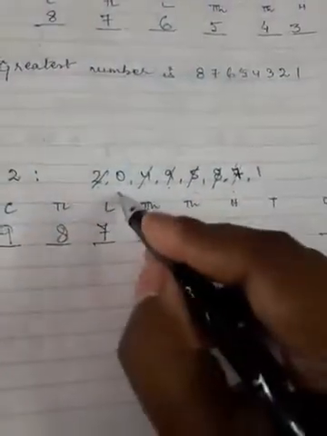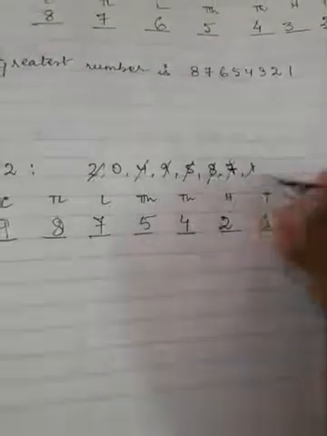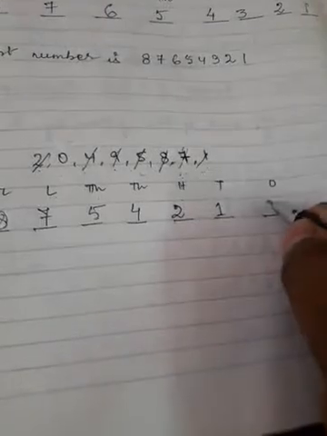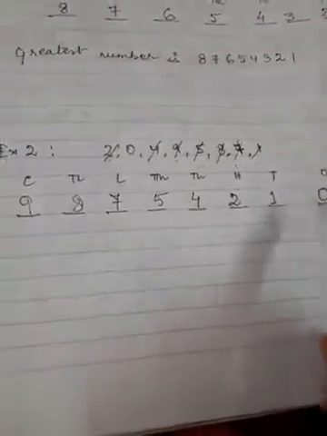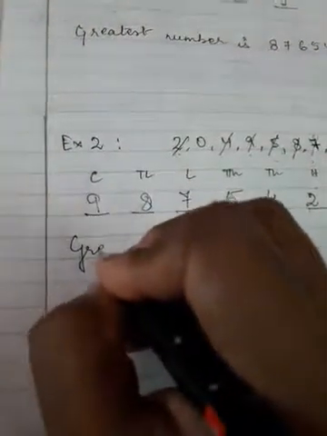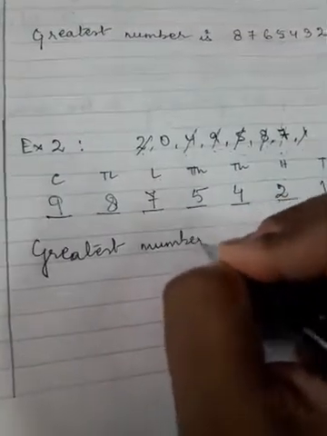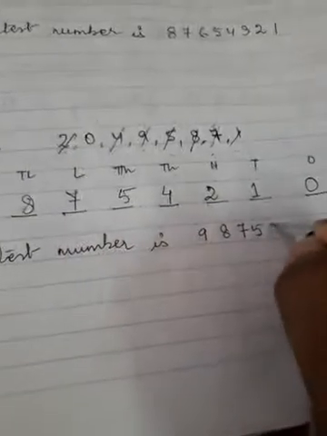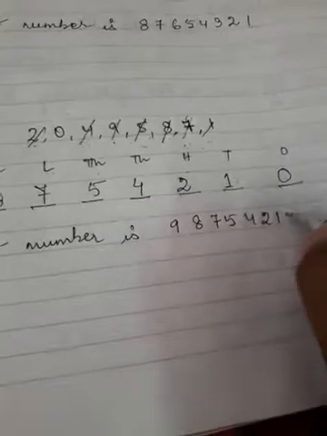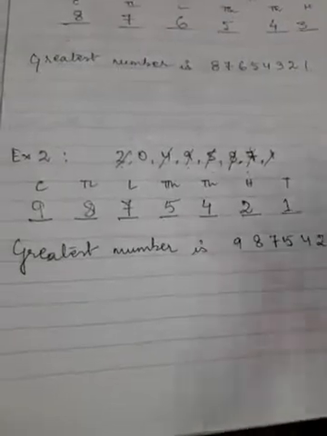Then 0, 10. Which one is greater? Of course 10 is greater. And what is left? 0. Okay. So it is 9875421. So my greatest number is 9875421. It's very simple. You just have to arrange it in descending order.